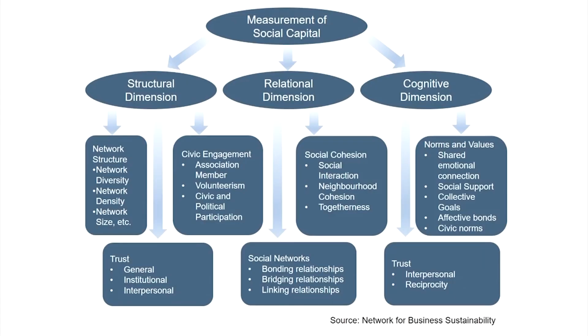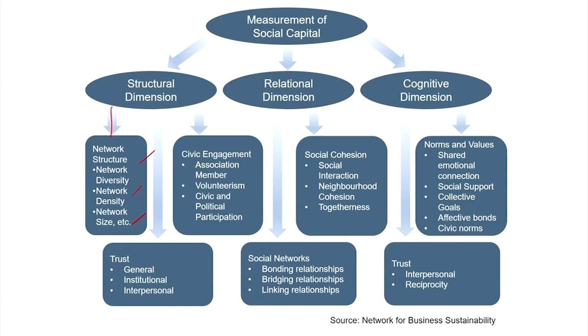So, this is an example of the theoretical perspective, and it can be expanded to include potential indicators. This is an example prepared by the Network for Business Sustainability. If you look here, there are the three dimensions: social dimension, structural dimension, relational dimension and cognitive dimension. With respect to the structural dimension, there are two parts: network structure, civic engagement. Network structure includes network diversity, network density. These are the parts which are included under the structural dimension.